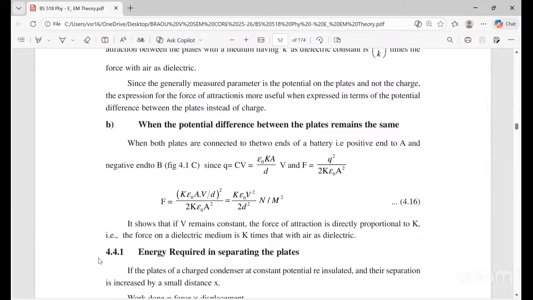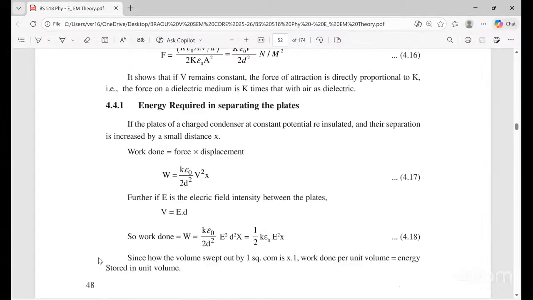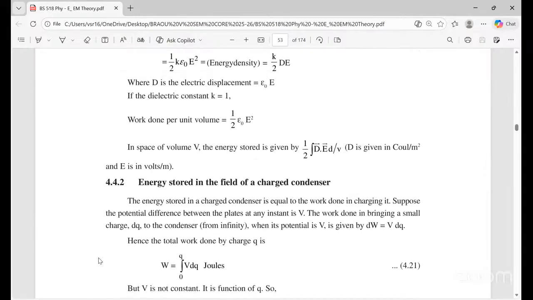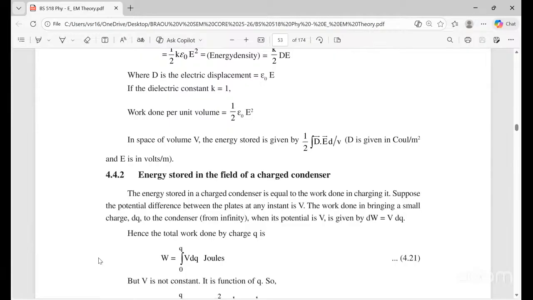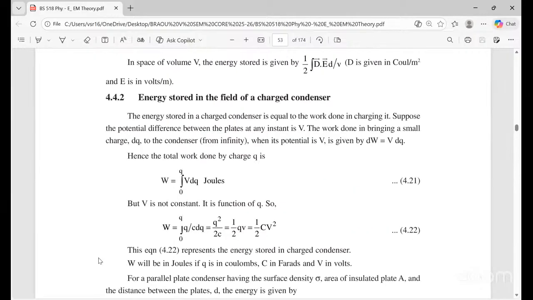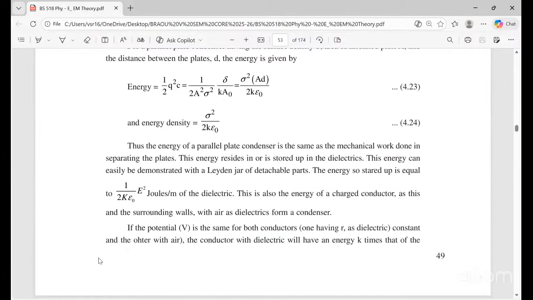When the potential difference between the plates remains the same, both plates are connected to the two ends of the battery, one end to A and the other end to B. Then the force is Q square by 2K epsilon naught A square. By doing it, you may get it here. Here also with respect to this, half epsilon naught A square. Energy stored in a capacitor: sigma square by 2K epsilon naught.